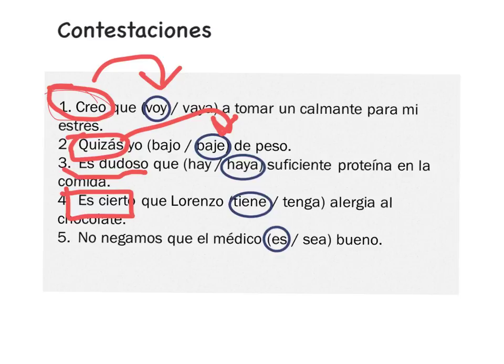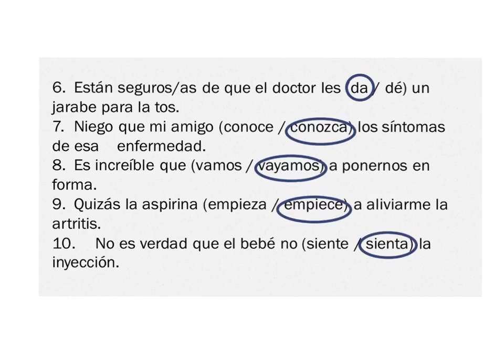No negamos que el médico es bueno. Now, this is a tricky one because when you see negamos, you immediately think, oh, this is a subjunctive. Well, actually, no, because when you say no negamos, what you're actually saying is we believe. It's a double negative. Therefore, you're going to use the indicative. Number 6 says, ¿están seguros o seguras de que el doctor les da un jarabe para la tos? Now, están seguros is an expression of certitude, of truth. Therefore, you're going to use the indicative.